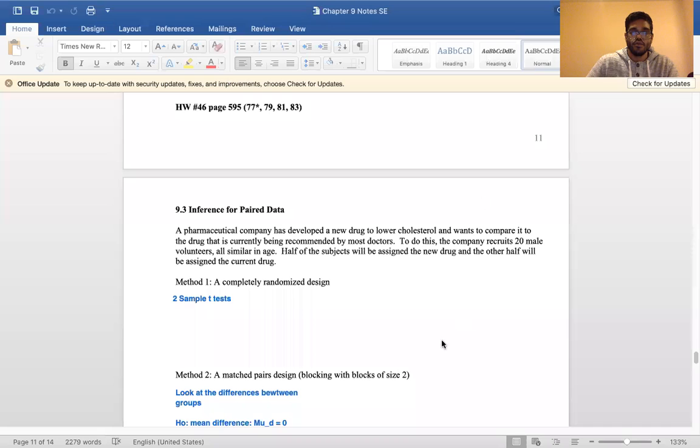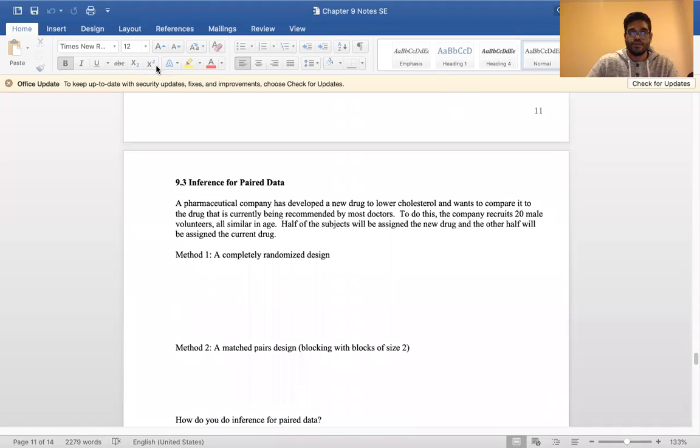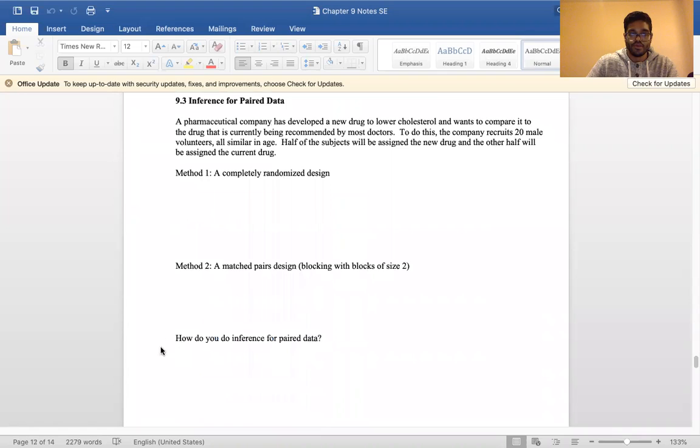And so then what do we do if we're looking at this paired data? Well, what we're going to do is, step 1, calculate differences. And step 2 is to use 1-sample t procedures. So now we've taken our 2 samples and just turned it into 1. So instead of looking at 2 different groups, we're just looking at one group and their differences. And so then we can do what we've done before.